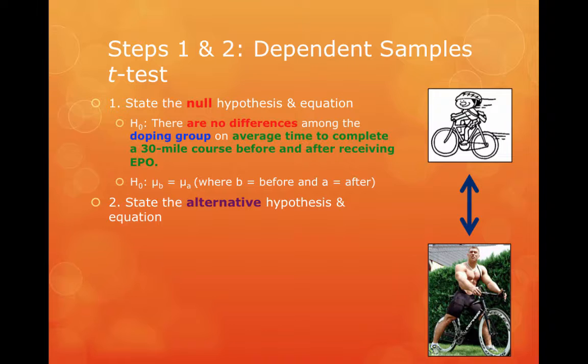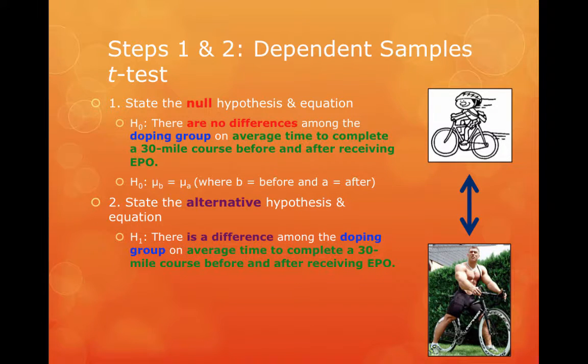However, we can hypothesize that we think there may be differences, and if we're going to state a non-directional research hypothesis, we're simply stating that there is a difference among the doping group on average time to complete a 30-mile course before and after receiving EPO. And that is stating our alternative non-directional research hypothesis: X bar before is not equal to X bar after.